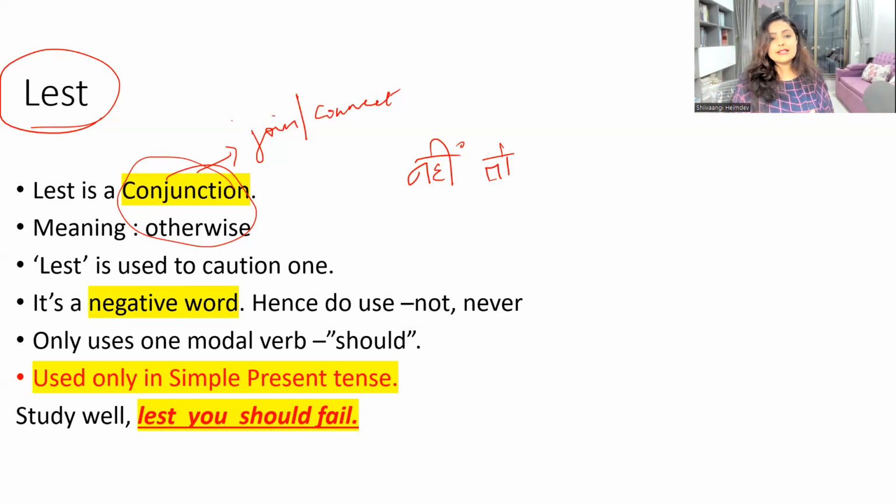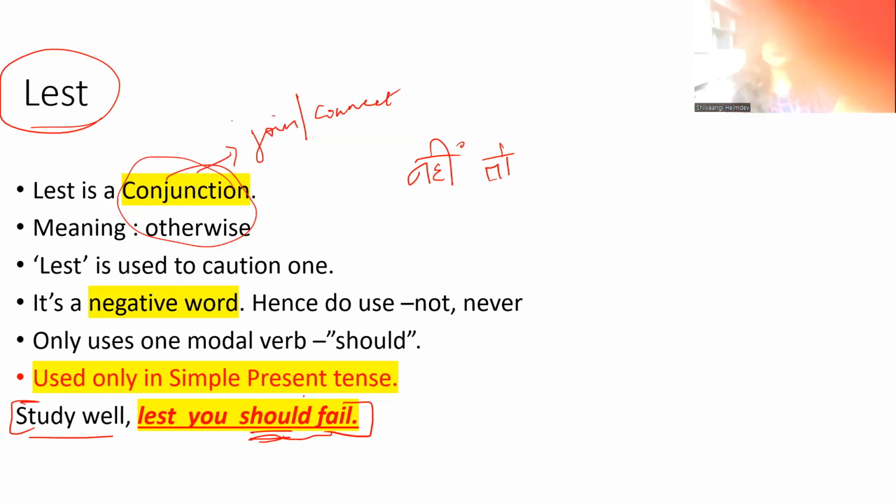So here is an example. Study well, comma, lest you should fail. So this is exactly how the sentence structure is going to look when you make use of lest. Study well, otherwise, what will happen? You will fail. When you use otherwise, you can make use of simple future tense will. But when you're making use of lest, which is also otherwise, you will always make use of should. Okay, friends? Are we very clear?